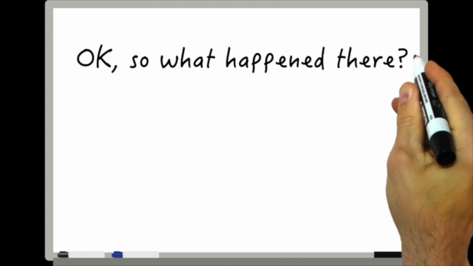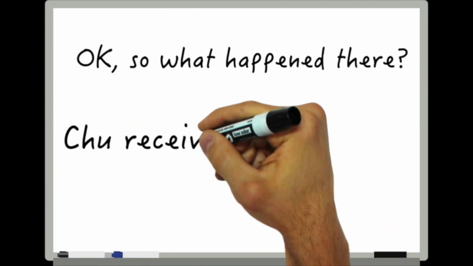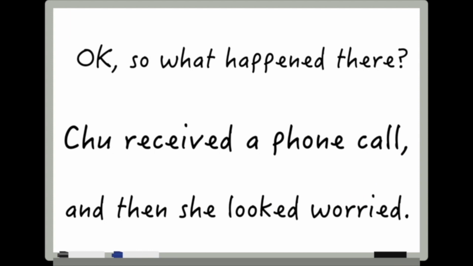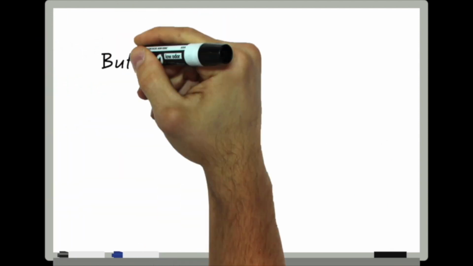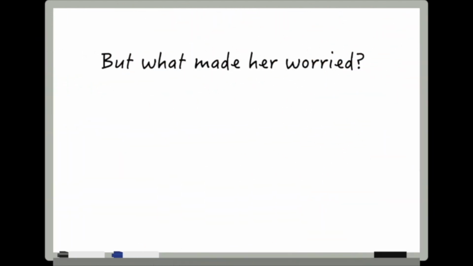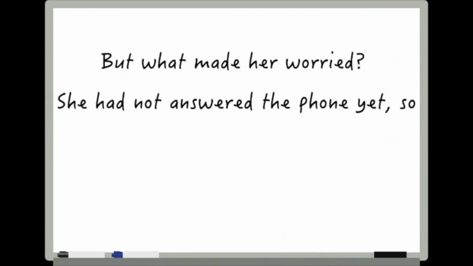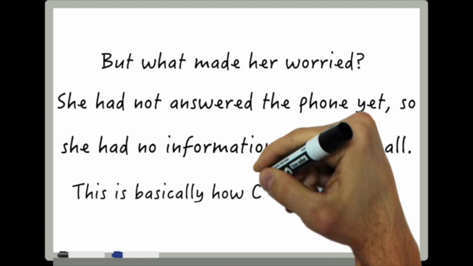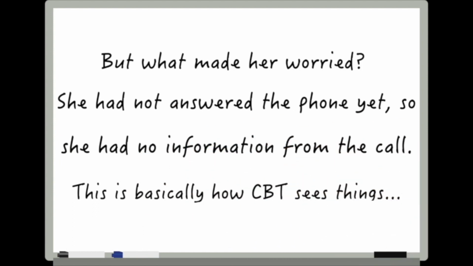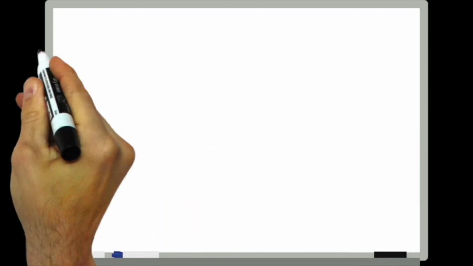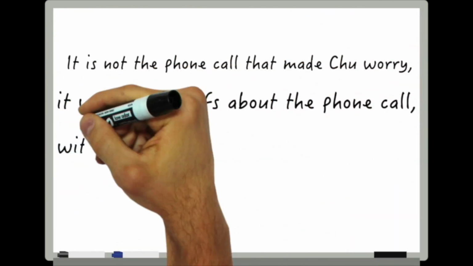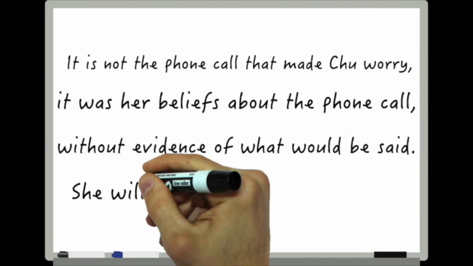Okay, so what happened there? As we can see, Chu received a phone call from the Ministry of Health, and then she looked worried. But what made her worried? She hadn't answered the phone yet, so she didn't have any information from the call that was bad news. This is basically how CBT sees things. It's not the phone call that made Chu worry. It was her beliefs about the phone call, without any evidence of what would be said on that phone call.